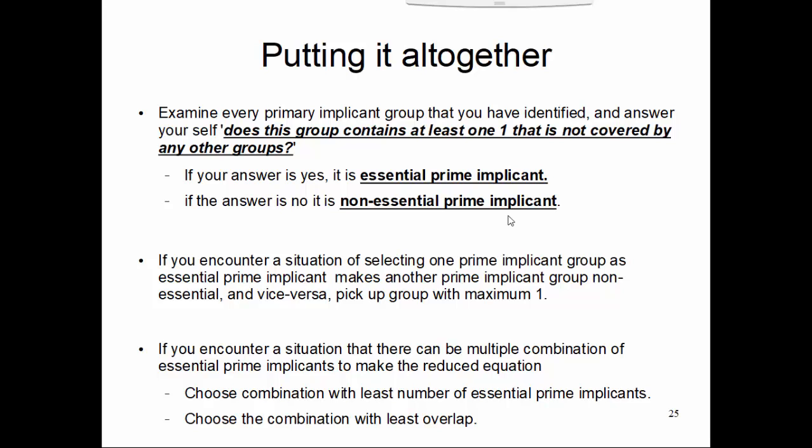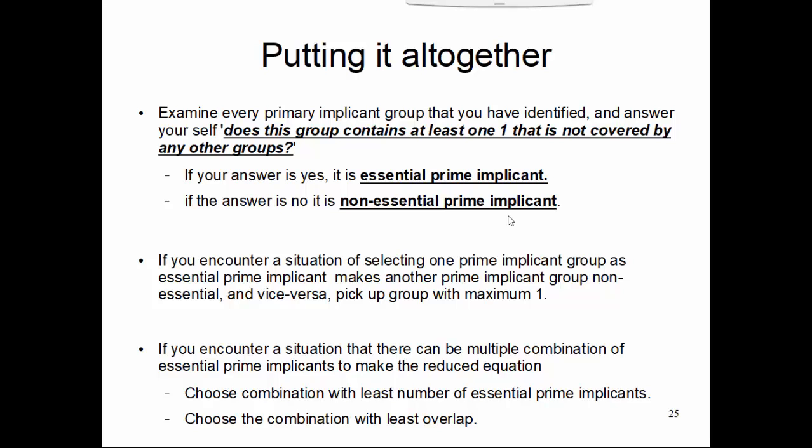Let's say we have 2 possible groupings that I can pick as my essential prime implicant, which will make the other group non-essential, and one group has 2 X's and the other group has 1 X. So we pick the group with 1 X. Now, if you encounter a situation where there can be multiple combinations of essential prime implicants to make the reduction equation, choose the combination of prime implicants with the least overlap. Okay, that's the third essential consideration.